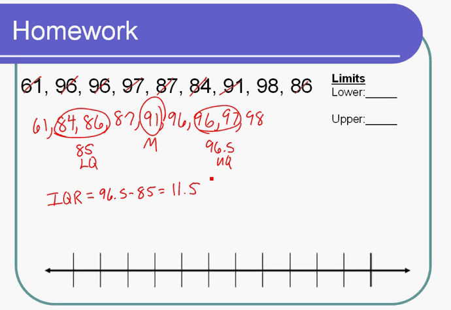Now to find the lower limit, I'm going to take my lower quartile, subtract the product I've found. So 85 minus 17.25 is 67.75. And I do have an outlier here. The 61 is an outlier. I'm going to make a note of that over here.